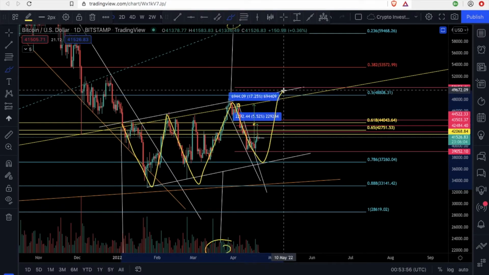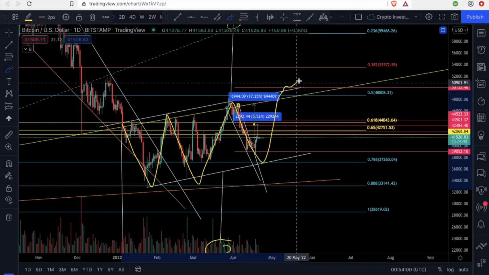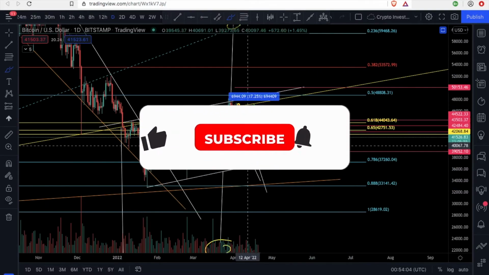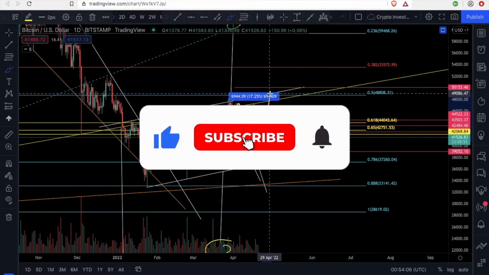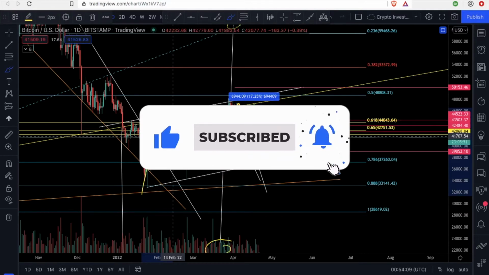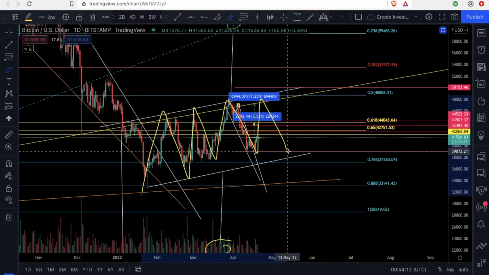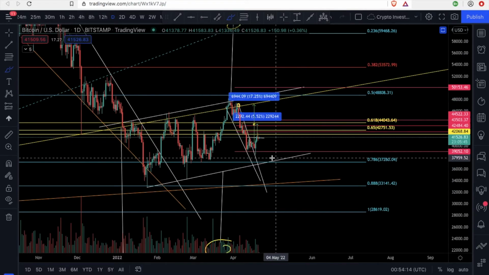So as soon as you break that resistance around that $50,000, then you can start getting very bullish. But as long as the Bitcoin price stays below here, we remain in consolidation like this, just not going too much down and not going too much up.